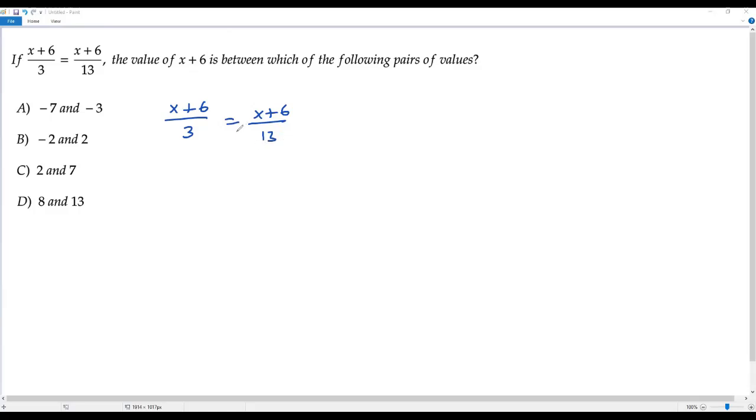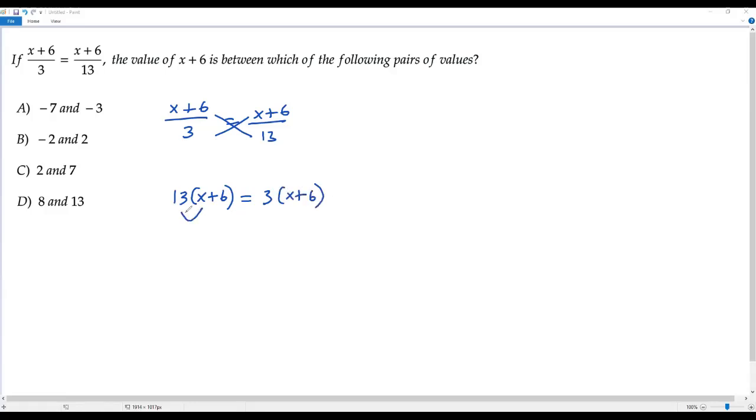To solve for x in this equation, we can do cross multiplication. That is, the numerator on one side has to be multiplied by the denominator on the other side, and vice versa. If it is possible, we can solve directly for x + 6. Now let's go with solving. I multiply the numerator on the left side, x + 6, by the denominator 13 on the right side, so I get 13 times (x + 6) equals, now multiplying the numerator on the right side by the denominator on the left side, this method is called cross multiplication, that is 3 times (x + 6).